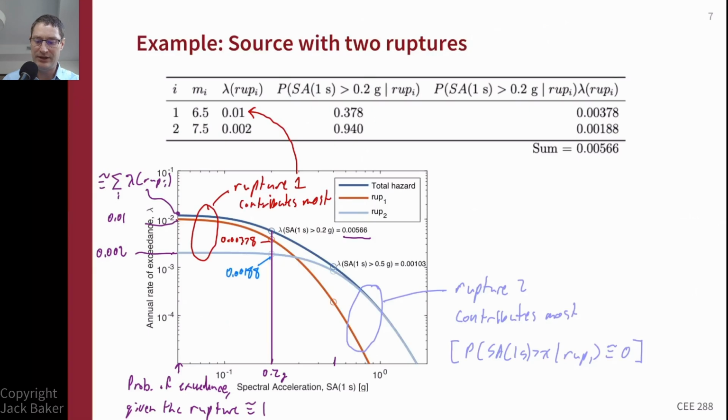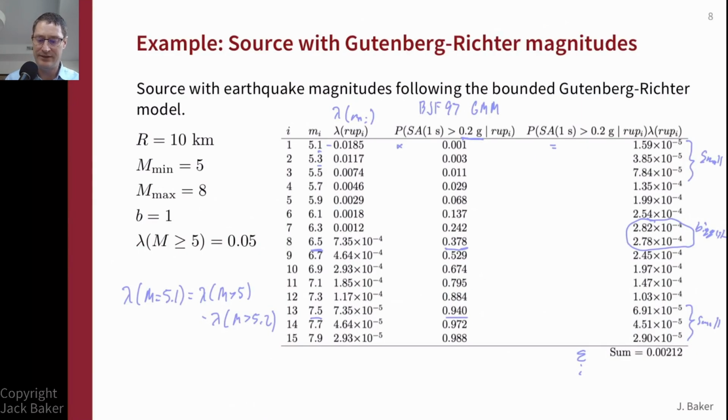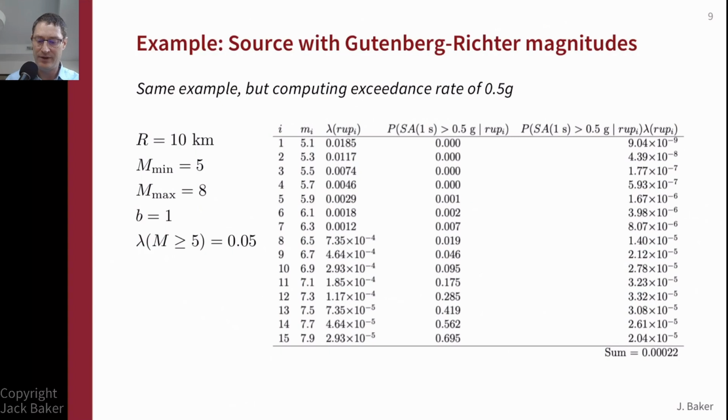Okay, so this was all for the case of 0.2 G spectral acceleration. If we repeat that calculation now for a 0.5 G spectral acceleration instead, the source model stays the same, the ground motion model stays the same. So it's going to be the same Boore, Joyner, Fumal, 1997 ground motion model. We're just going to look at a different threshold. We can see some interesting things happen, right?